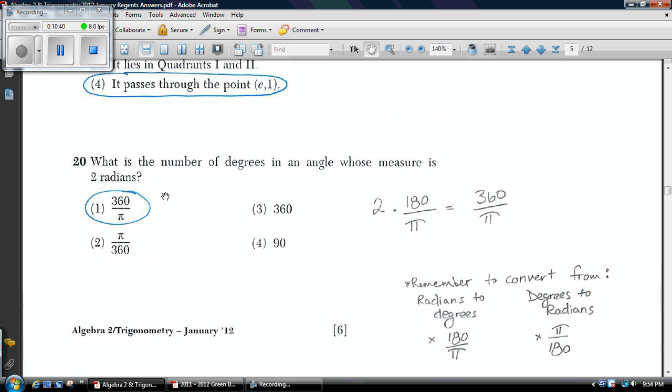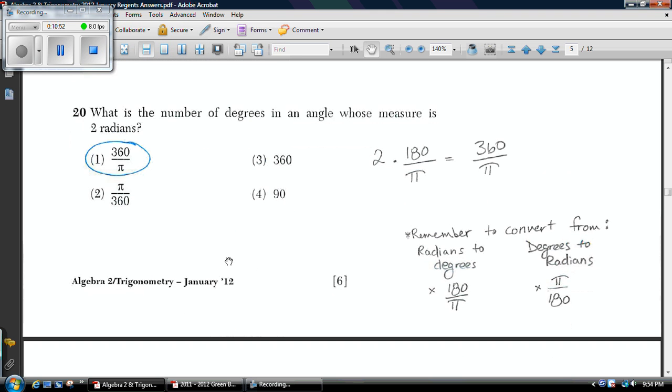What's the number of degrees in an angle whose measure is 2 radians? To convert from radians to degrees, multiply by 180 over pi and reduce. Remember, degrees to radians, pi over 180, if you were going the other way.